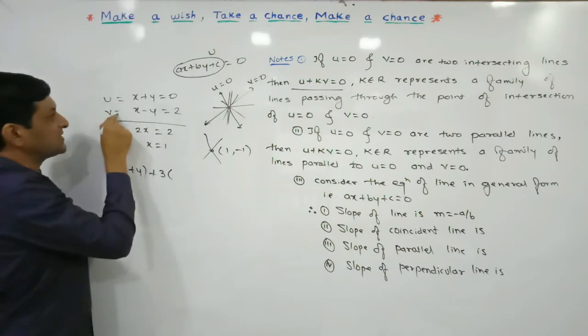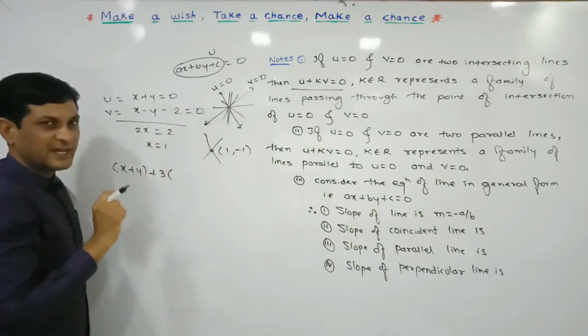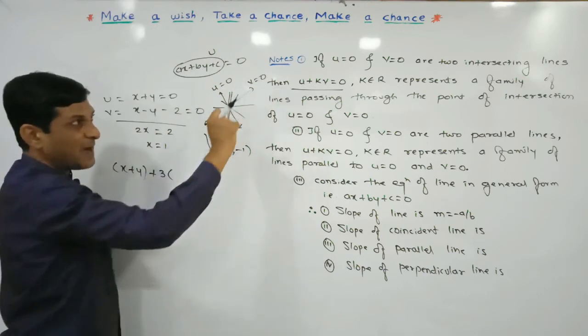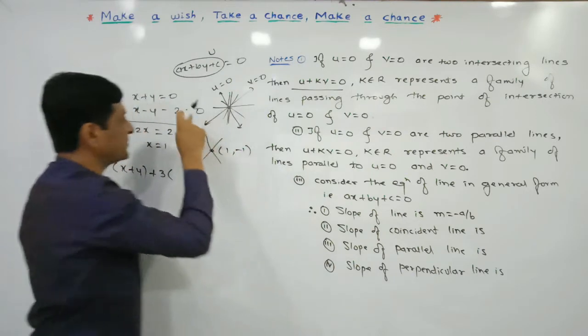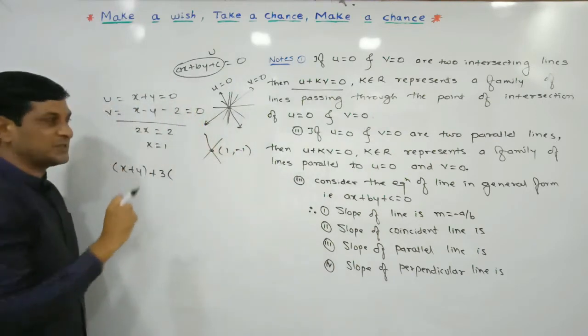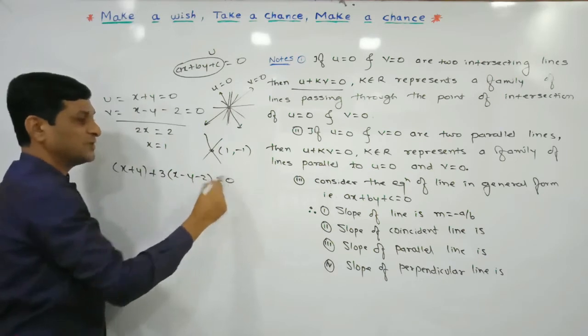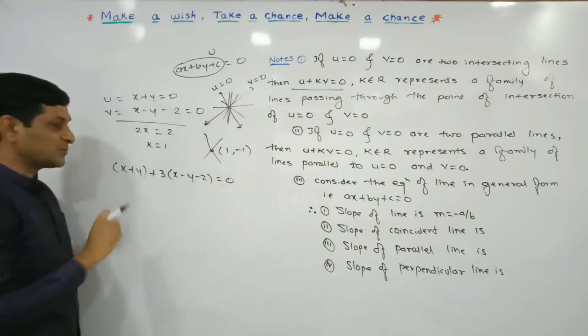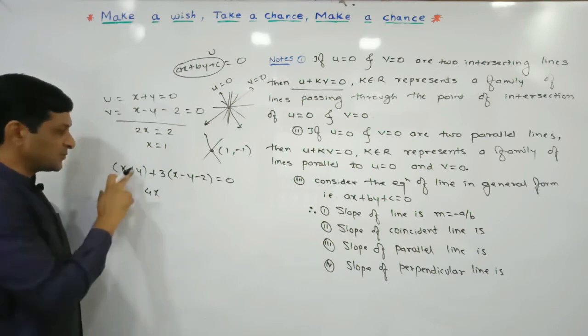So v is equal to, plus 2 on this side will become minus 2 on this side, we will get what? 0. Whenever we are applying this result, the equation should be in this form. V is equal to 0 means the right hand side should be equal to what? 0. So what is the second equation? X minus y minus 2 is equal to 0. Now collect the terms of x. X plus 3x will be equal to 4x. Collect the terms of y.